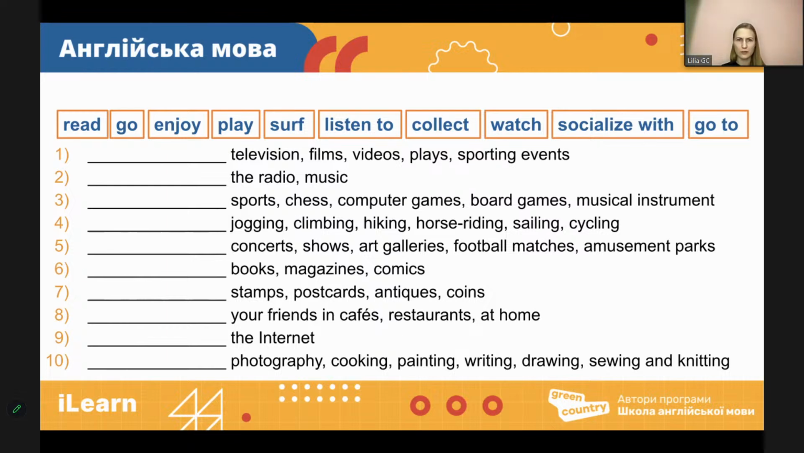What do we do with television, films, and videos? Come on. So watch or listen. Number one is watch. And number two, listen to. So pay attention, no matter what the source of the sound is.